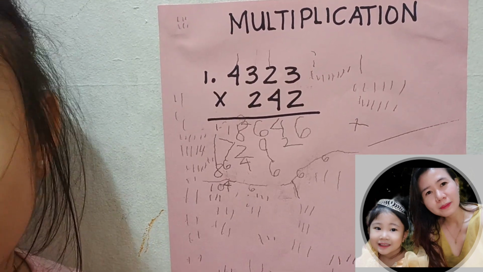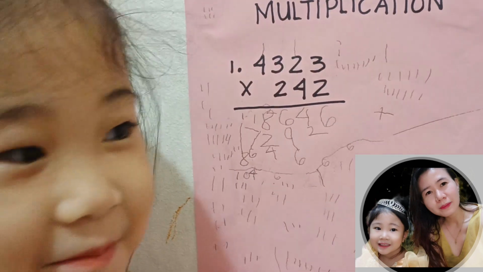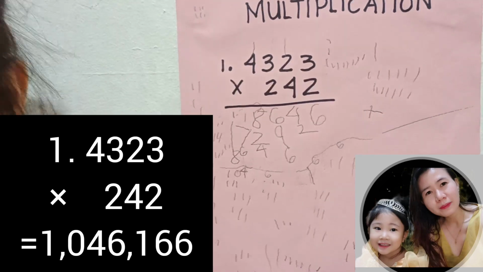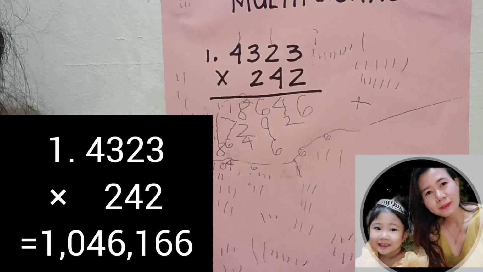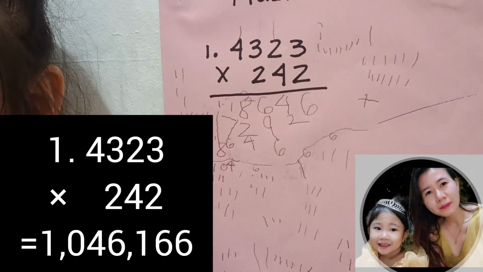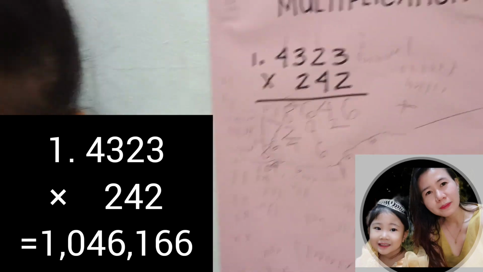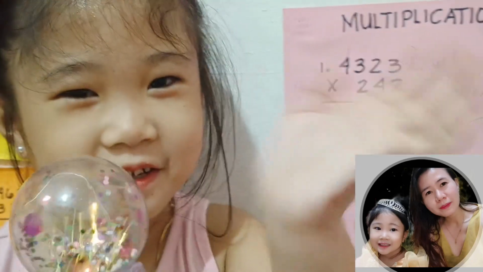Number 1, 4,323 times 242. The total answer is 1,046,166. Great job. You can say goodbye, my princess.